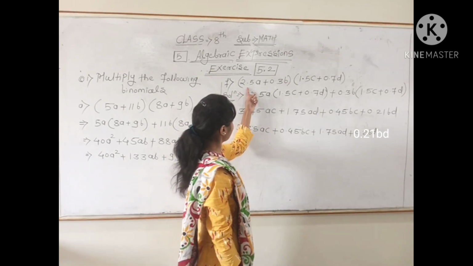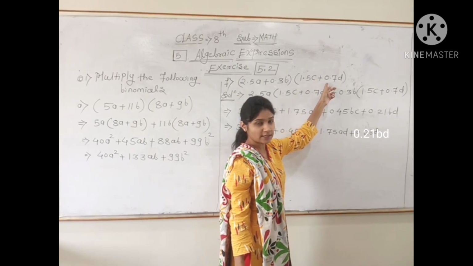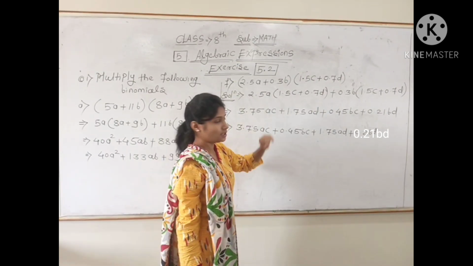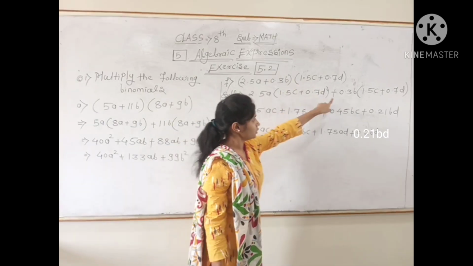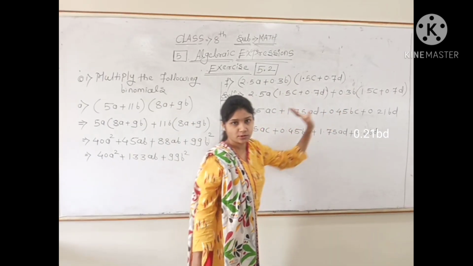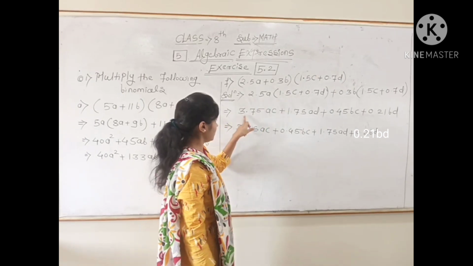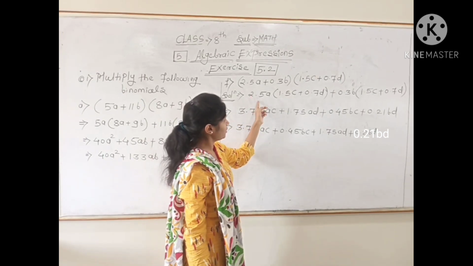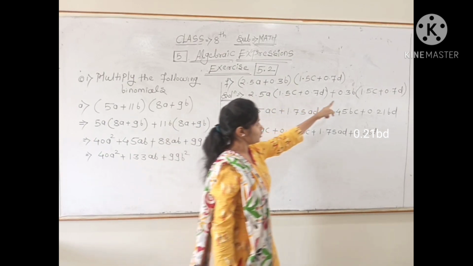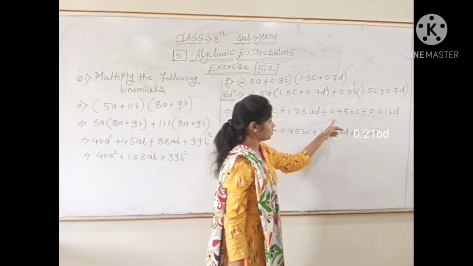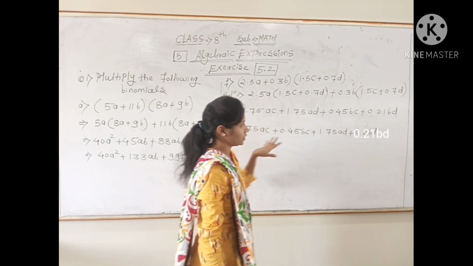What is that? 2.5a plus 0.3b times 1.5c plus 0.7d. Okay. So how to solve this question? 2.5a is multiplied by this first bracket, then 0.3b is multiplied by this bracket. Then 2.5 multiplied by 1.5 is what? 3.75 AC. Then 2.5 multiplied by 0.7 is 1.75 AD. Then 0.3 multiplied by 1.5 is 0.45 BC. 0.3 multiplied by 0.7 is 0.21 BD.